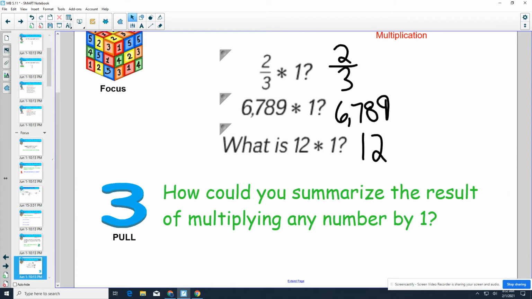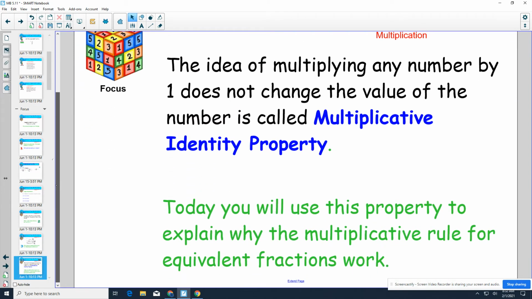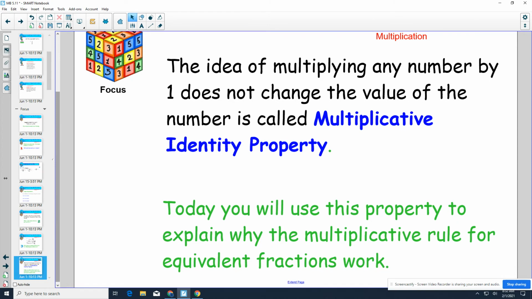So how could you summarize the results of multiplying any number by 1? When you multiply by 1, it stays the same, or it stays itself. So multiplying any number by 1 does not change the value of the number. It's called the multiplicative identity property. So today we use this property to explain why the multiplicative rule for equivalent fractions works.